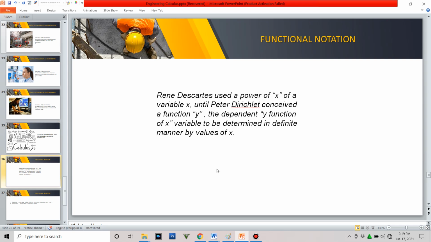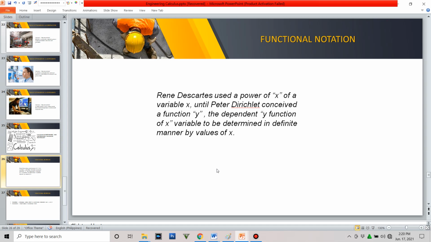So moving on to the first topic, we have the functional notation. René Descartes used a power of x, of a variable x, until Peter Dirichlet conceived a function of y, dependent, y function of x, variable to be determined in definite manner by values of x. So from the concept of René Descartes, x only, now there is a function of y to represent also the dependent and independent variable.